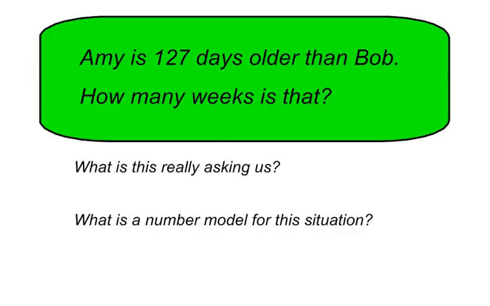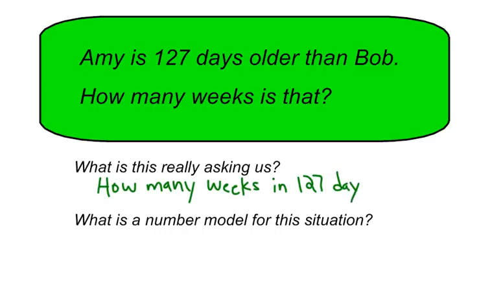Well, what is this really asking us? We've got to think about that. I think it's really asking us how many weeks are in 127. And we're dealing with days, so we need to be dividing using days. So let's think about weeks and how many days are in a week. There's 7 days in a week. So we can write a number model for this situation. 127 divided by 7 equals W, because we want to solve for how many weeks that is.